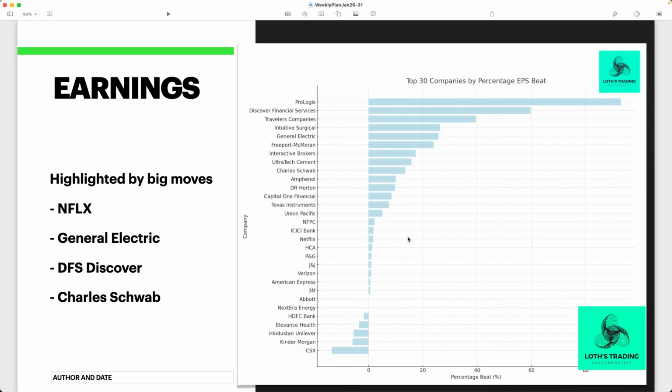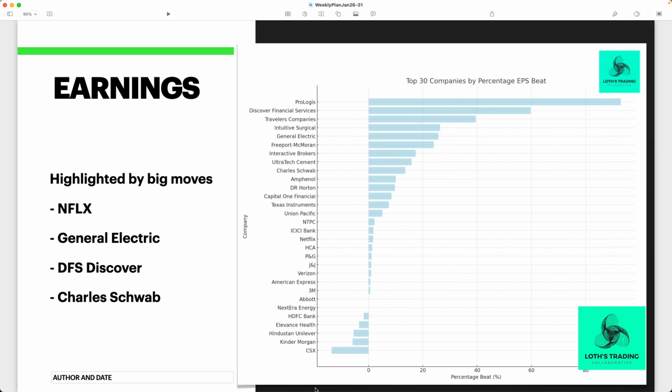So if we look at what else happened last week, we started to see a lot of the big earnings reports, or the mega caps, come to report their earnings. The main one that was probably of interest to many people was Netflix. That jumped up 10% overnight, and because it has a big weighting on the indices, that had an impact and pushed prices up on Tuesday overnight. The other ones were GE, Discover Financial, and Charles Schwab, which were also very positive.